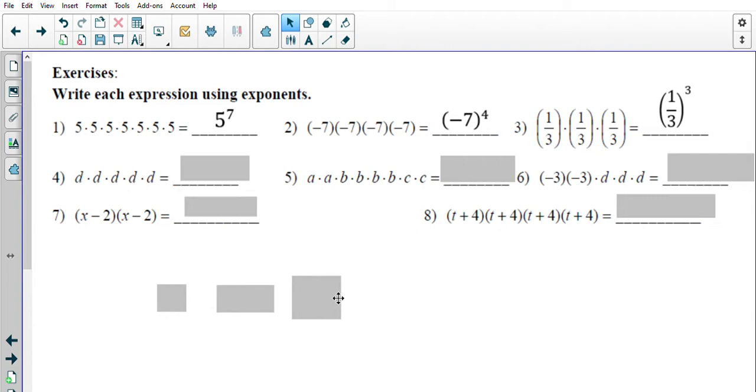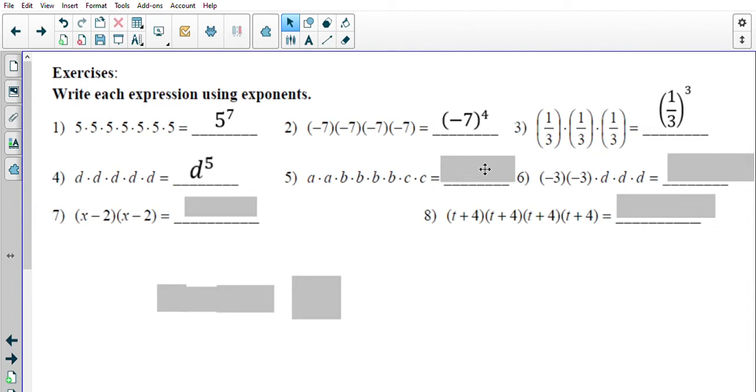Number 4, now we throw in some variables. Why not? This is essentially, if it's not pre-algebra or math 7, you're learning pre-algebra skills here. So our base is d in this case, and there are 5 of those, so it's d to the 5th power.